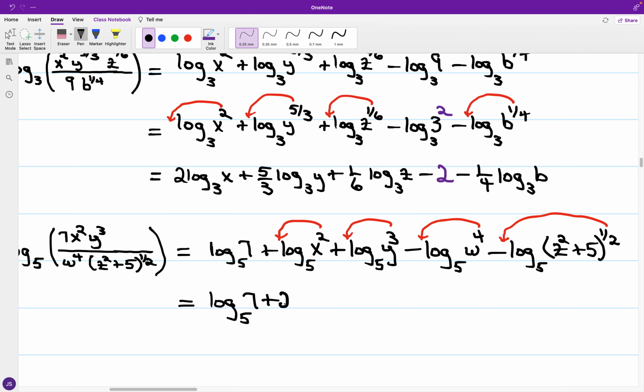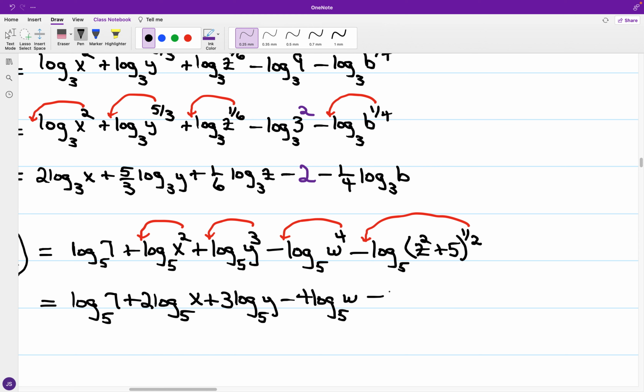For the subsequent terms, we have 2 times the base 5 logarithm of x, plus 3 times the base 5 logarithm of y, minus 4 times the base 5 logarithm of w, and we have minus 1/2 of the base 5 logarithm of the quantity z squared plus 5.